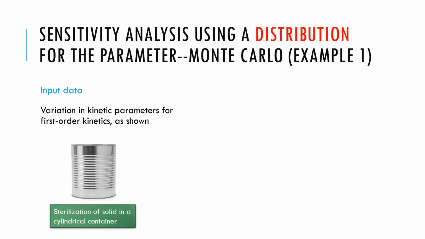So we're going to do Monte Carlo using a distribution of parameters. Here, we choose again the world's simplest physics or process in food engineering, that is sterilization of a solid in a container. That's our process. It's just heat conduction. The bacterial destruction inside has uncertainty due to variation in its kinetic parameters.